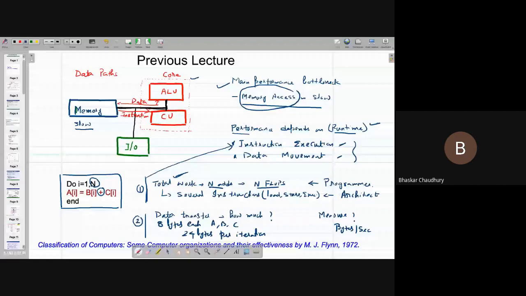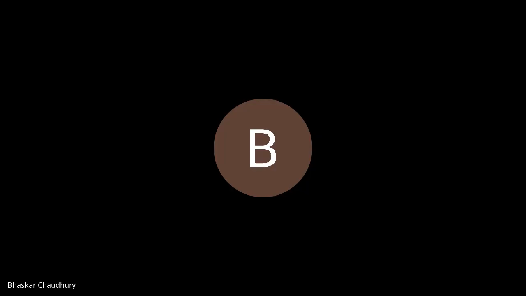The second important point was the classification of computers into four different categories, that is SISD, SIMD, MISD, and MIMD, based on the instruction stream and the data stream. More details can be found in this paper, Some Computer Organizations and Their Effectiveness by M.J. Flynn. This was published in 1972. That briefly summarizes what we did in our previous lecture.